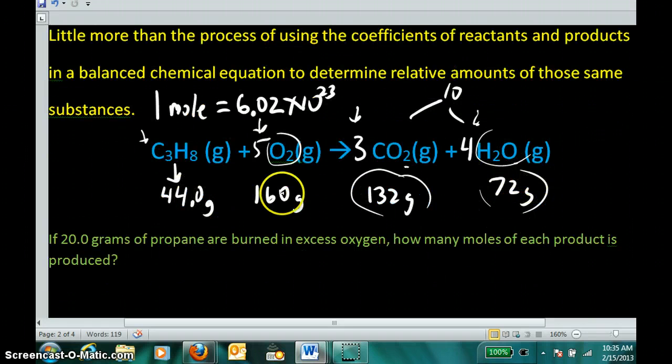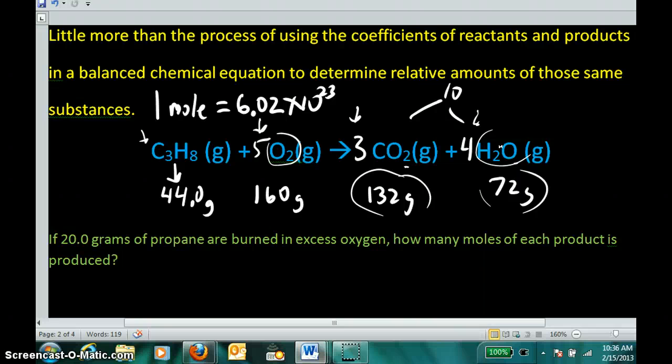And clearly, this ratio of masses is not the same as the ratio of the molecules given by the coefficients. For instance, if it's really a 1 to 4 mass ratio, 44 times 4 would be around 170 grams, and we only have 72 grams. So it's imperative that you realize that you should never use these ratios on masses, but always on moles.